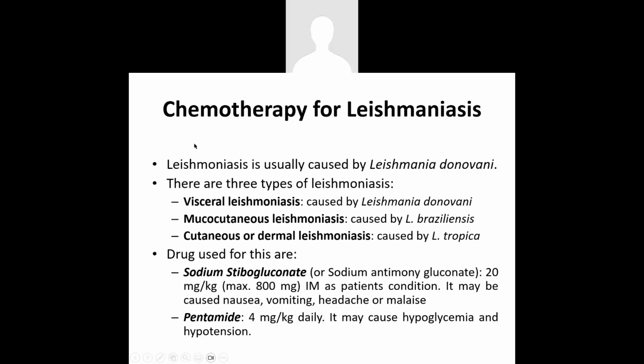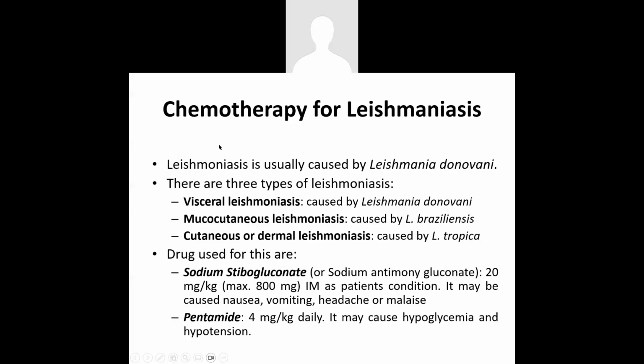Here we get a new line, which is treatment of leishmaniasis. Till this slide, we finish the antiprotozoal. For the treatment of leishmaniasis, we have visceral leishmaniasis, mucocutaneous leishmaniasis, and cutaneous or dermal leishmaniasis. Drugs used are sodium stibogluconate or pentamidine. These are the drugs used for treatment of leishmania.